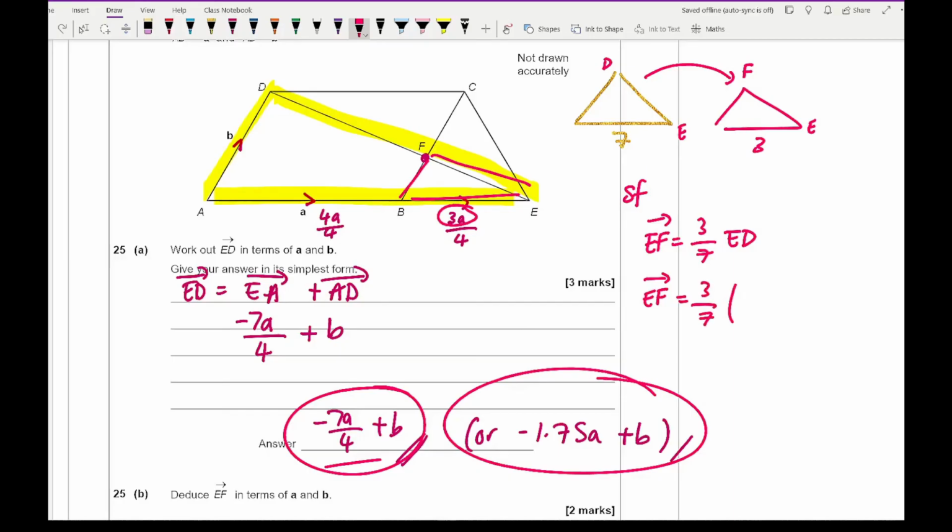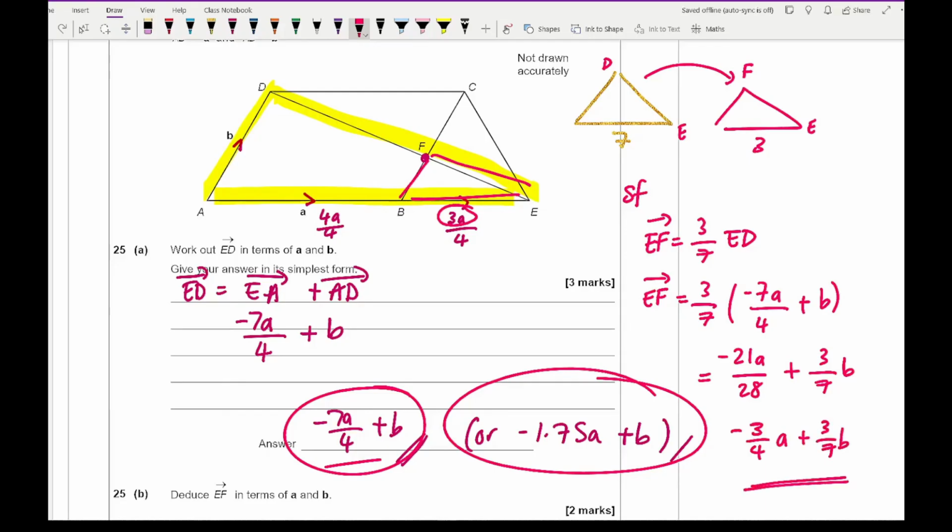Now I'm going to use the fractional answer, so I've got minus 7a over 4 plus b. Now 3 times minus 7 gives me minus 21a. 7 times 4 gives me 28, plus 3 over 7b. Then if I simplify this first fraction, I get minus 3 over 4a plus 3 over 7b, and that there is my final answer for 25b.